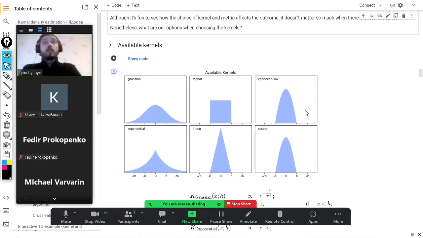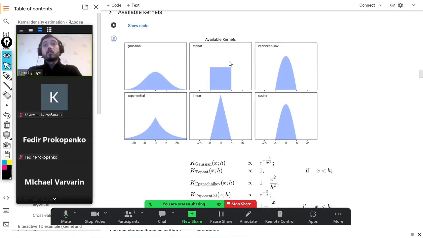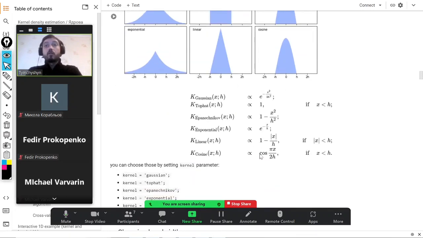Okay, so what about available kernels? Of course, you can choose some sort of your own kernel if you wish, but there are some predefined kernels for you in sklearn, and I guess at some point this was an exhaustive list of the kernels in sklearn. So you see a Gaussian kernel, a top hat kernel, Epanechnikov kernel, exponential, linear, and cosine kernels. And here are the formulae for them. I have dropped the coefficients that make them normalized to make things a bit more simple.